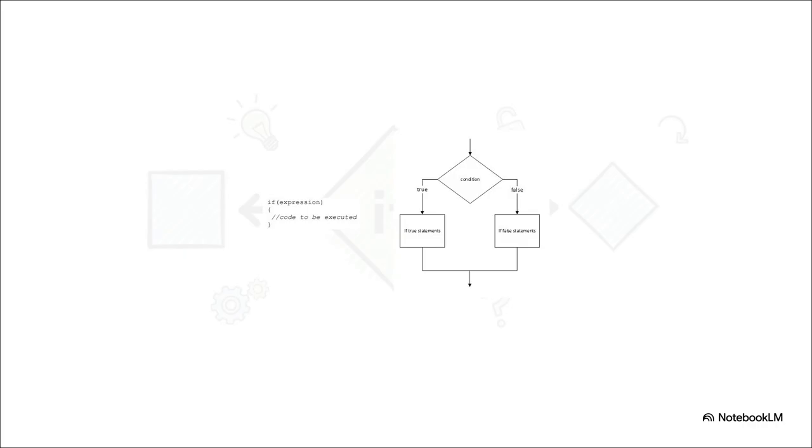Looking at the syntax, you type the word if, followed by your condition in parentheses. If that expression is true, the code inside those curly braces runs. If it's false, the compiler completely ignores the block and moves on to whatever comes next. It's just a simple single detour on a straight road.